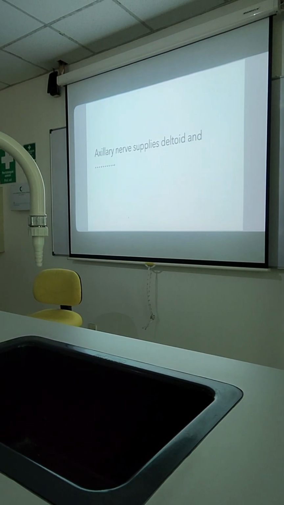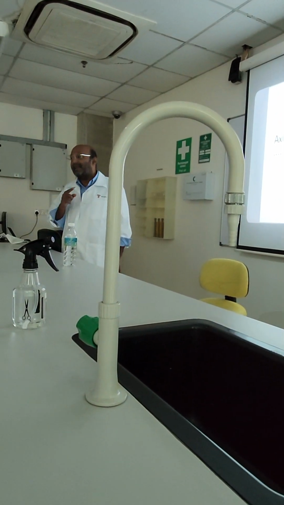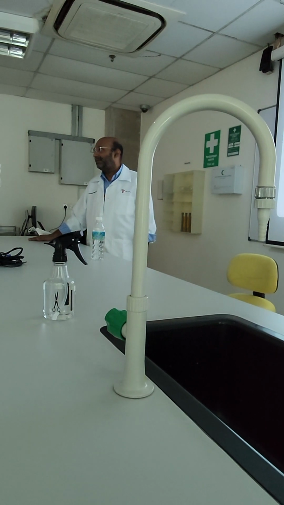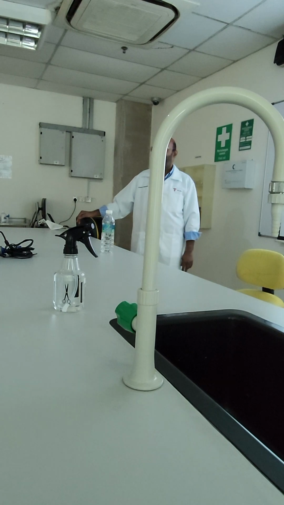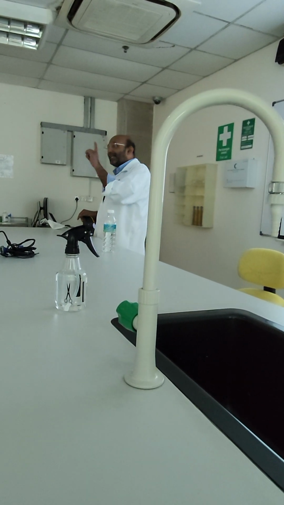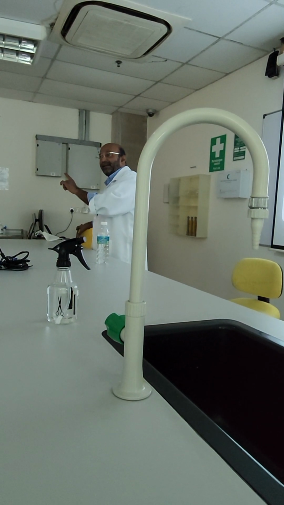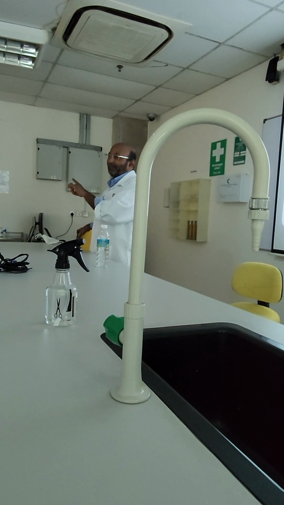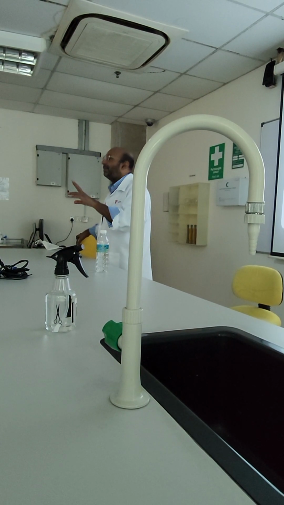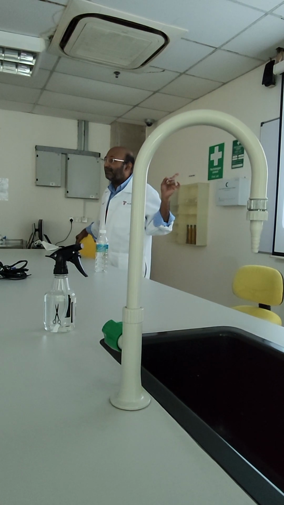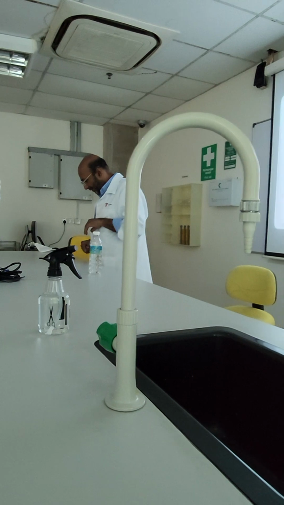Axillary nerve supplies deltoid, right or wrong? Yes. The question says it supplies one more muscle. So remember, when I ask you, the other muscle supplied by axillary nerve is teres minor. Then you should always give two muscles to me. If you give one muscle, you will get only half a mark. What is the other muscle? Teres minor. Teres minor is supplied by this.